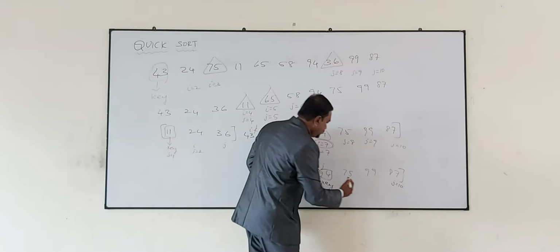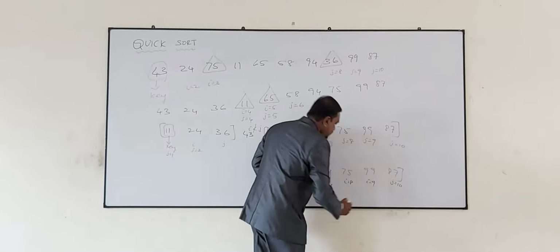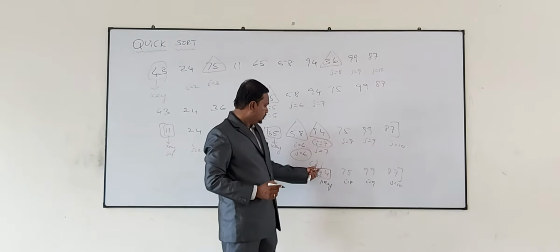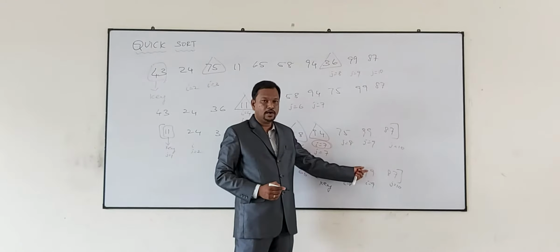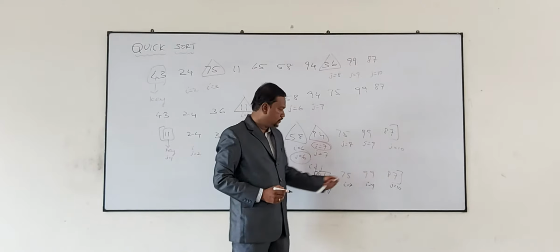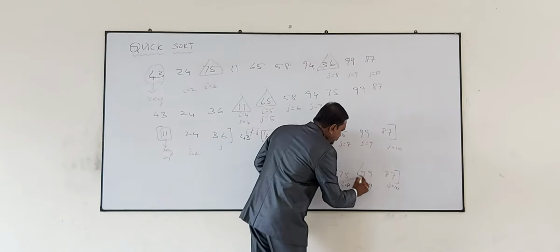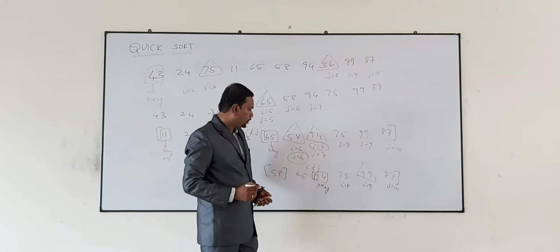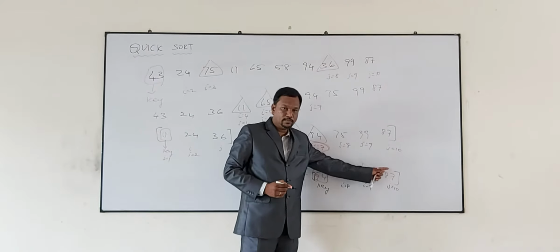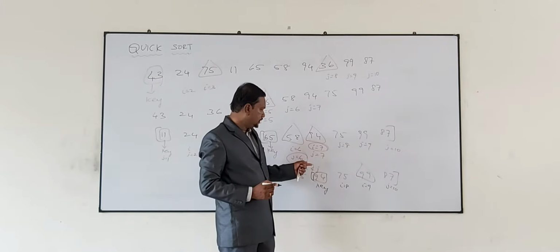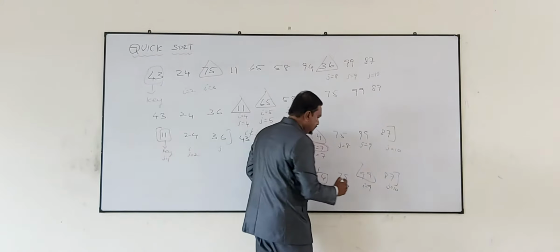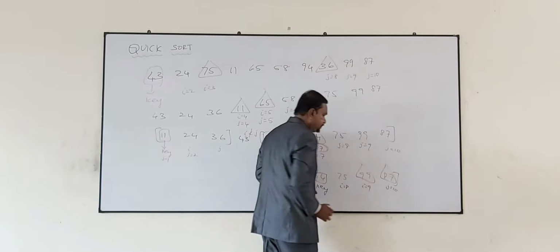So the I value is incremented by 1. Then the question is 9. So 94 is smaller than the 99. So we identified the element. From left to right, from right to left, we will search the first smallest number. 87 is the smallest number.